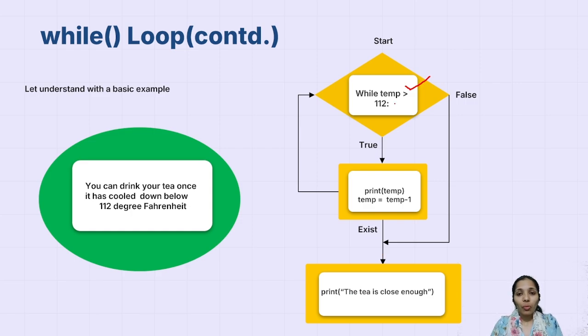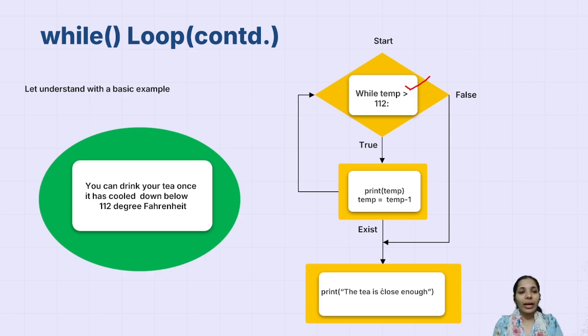If we want to cool the tea while it is greater than 112, then it will print temperature minus 1 and it will execute the loop. That is, it will print that the tea is cool enough.